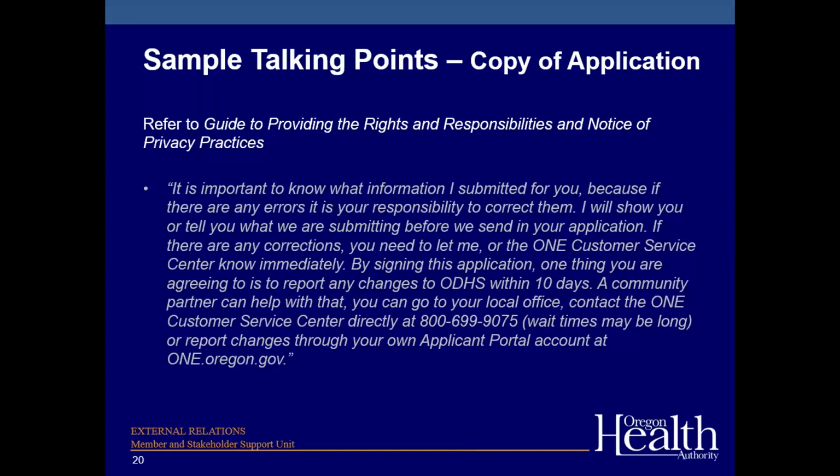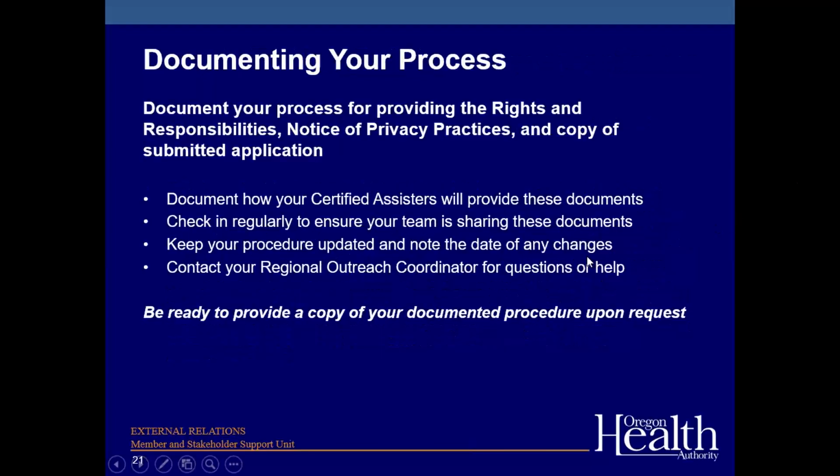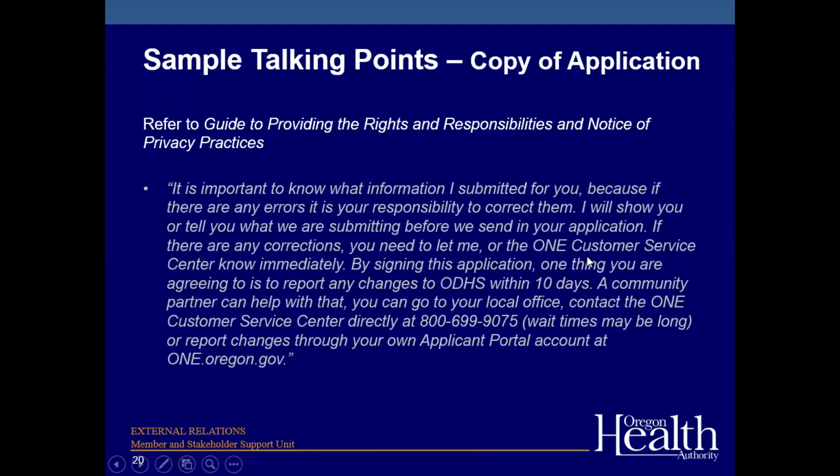By signing this application, one thing you are agreeing to is that you will report any changes within 10 days. A community partner can help with that, or you can go to your local office, contact the One Customer Service Center directly, or report changes through your own applicant portal account. Or changes can also be sent into that Oregon.benefits email. So you can offer people a wide variety of ways to do that next step.